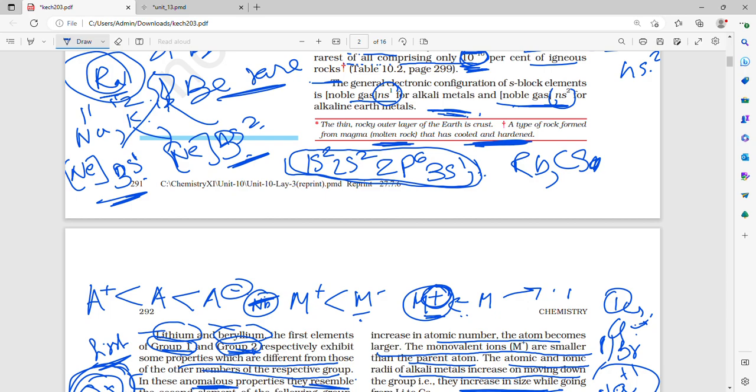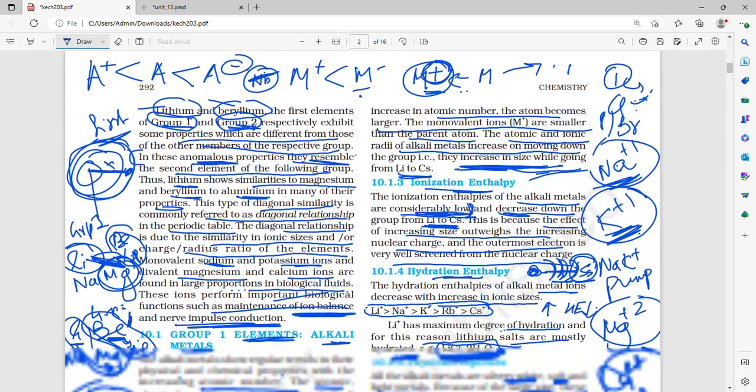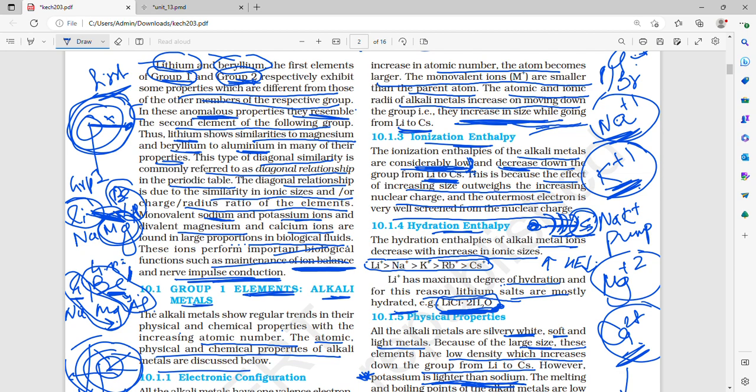The general electronic configuration of S block elements is noble gas ns1 for alkali metals, and ns2 for alkaline earth metals, for example with argon, the 18th element, as the noble gas core. Lithium and beryllium are the first elements of group 1 and group 2. These two show different properties than the other members of the group, so lithium and beryllium show anomalous properties.